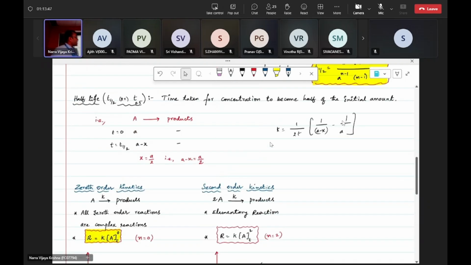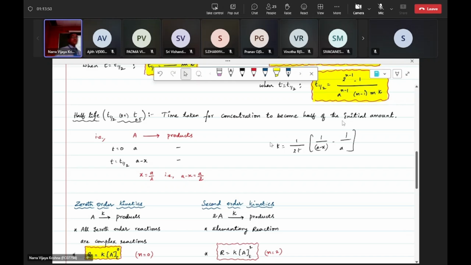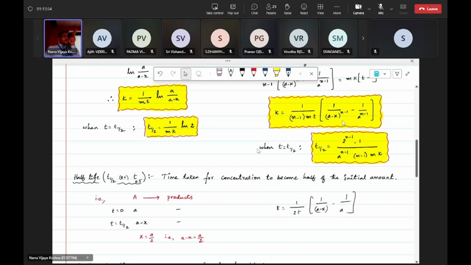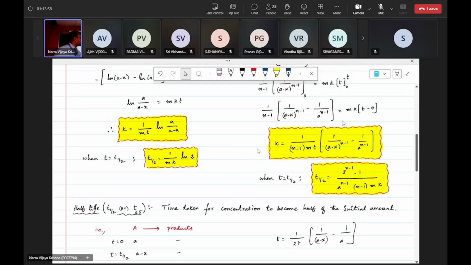If I write m equal to 2, for example, 2A gives rise to products following third order kinetics, then what will I write? I will write M as 2, N as 3, so 3 minus 1 is 2, into 2. Then it becomes 1 by 4t. Understood? Be cautious, right?